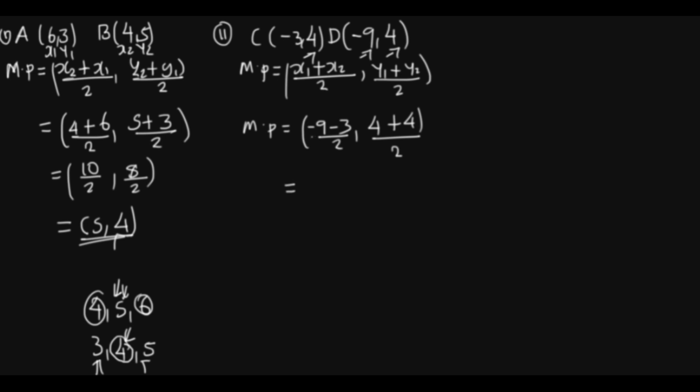So we can now see negative 9 minus 3, that is just negative 12 over 2. 4 plus 4 is 8 over 2. So negative 12 divided by positive 2, that is negative 6. 2 into 8 is 4. So the midpoint of point C and D is negative 6,4.